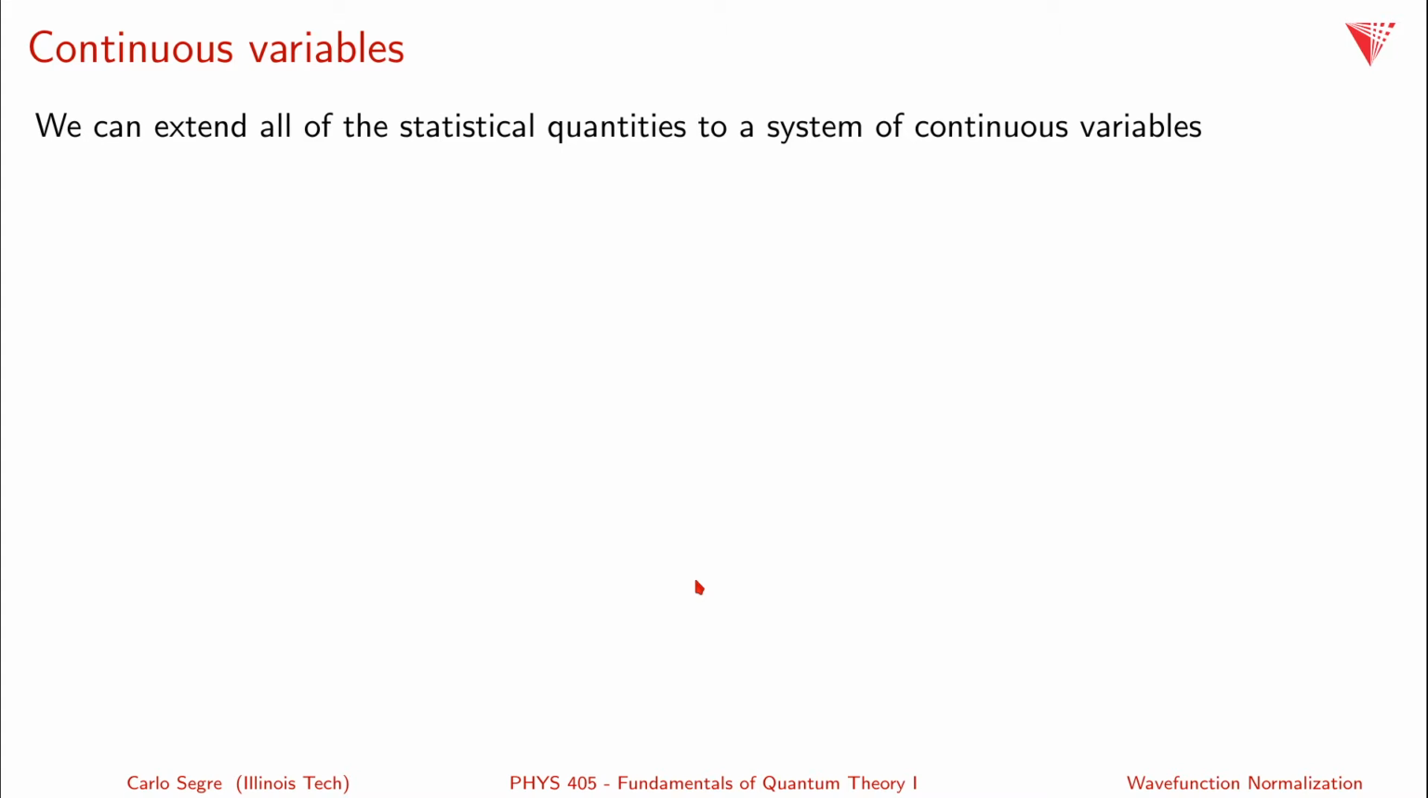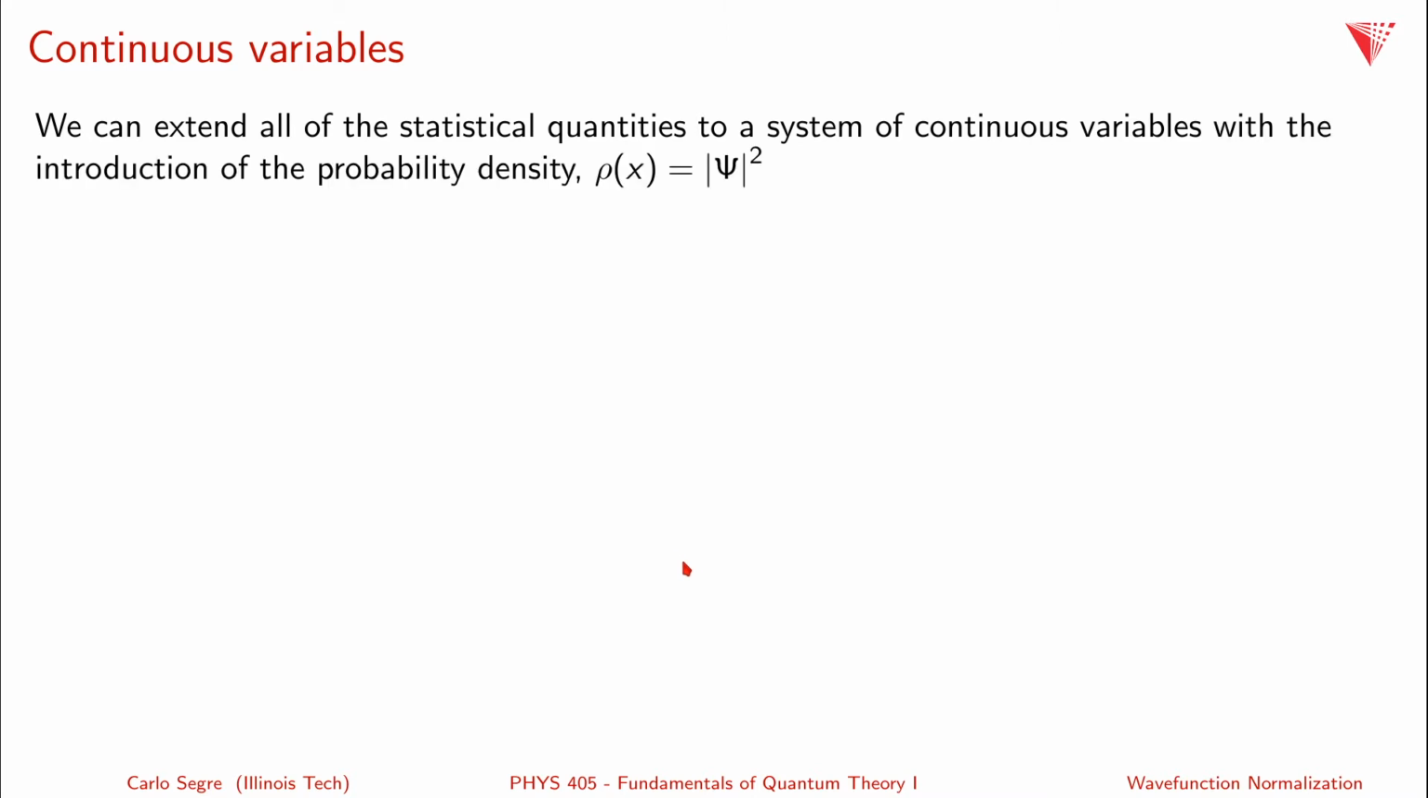So we have all the discussion that we had before on probability for discrete sets. We can now extend all those statistical quantities to a system of continuous variables. So here I'm going to look side by side and show the two different aspects. On the one side, instead of P of j like we had before, we introduce the probability density, leaving out the time dependence for the moment, as rho of x, which is psi modulus squared.